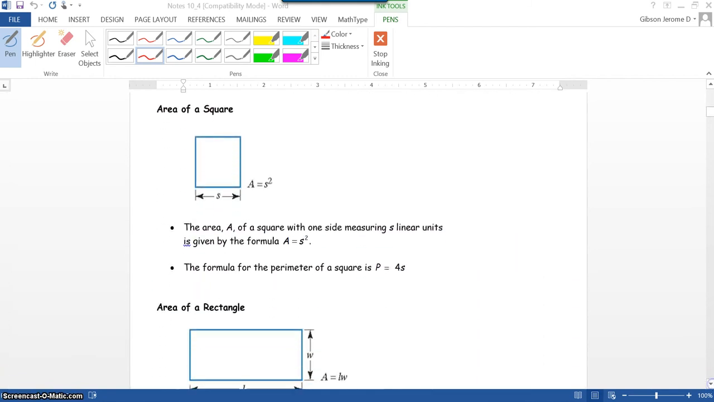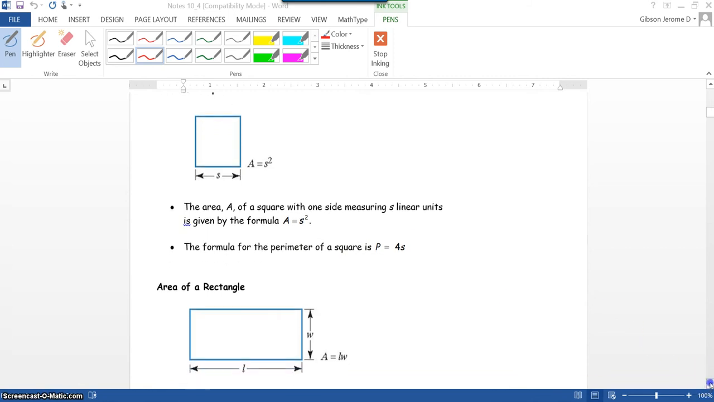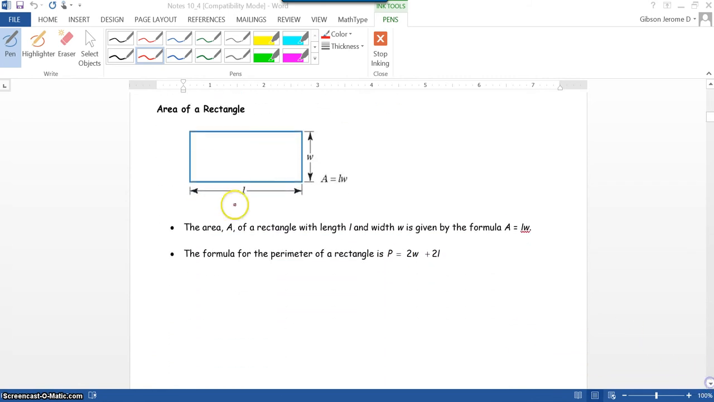The area of a square is A equals S squared. Now the S does not stand for square, it stands for the side. The area A of a square with one side measuring S linear units is given by the formula A equals S to the second power. The formula for the perimeter of a square is P equals 4 times S, because remember, with a square, all sides are the same.